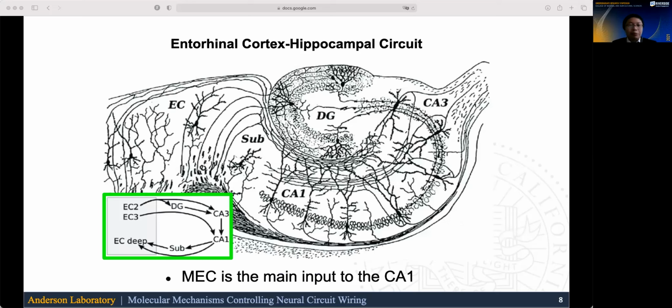So Santiago Ramon y Cajal, who was the first neuroscientist, was interested. He discovered the circuit shown here, and he illustrated how complex the connections between the two structures are. As can be seen in the circuit, the entorhinal cortex, specifically the medial portion, plays a major role of being the main input into the hippocampus, and neurons in layer 3 of the entorhinal cortex influence the hippocampal neurons. In particular, in the circuit, we are focusing on the connections between the entorhinal cortex and CA1.